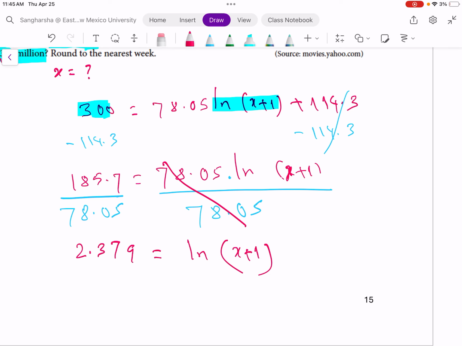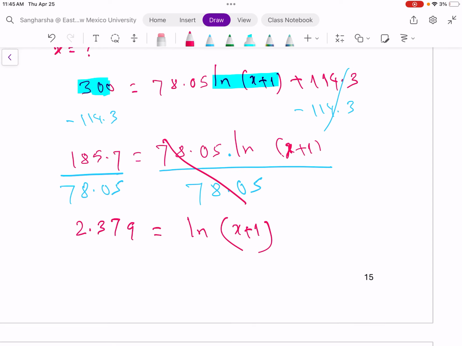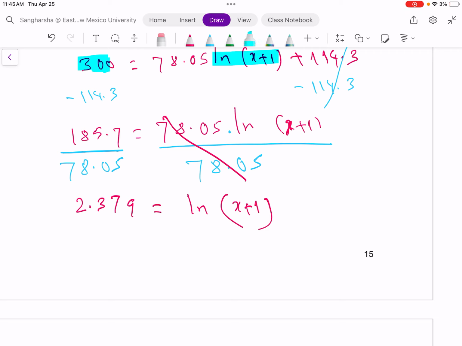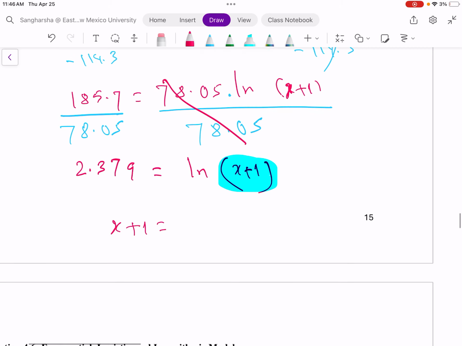Now we have a single log expression on one side, so we get rid of the log. How do we get rid of the log? We write it in exponential form. So we have x plus 1 equals the base. What is the base? ln is the natural log, and natural log has a base e, and whatever you have on the other side is the exponent. So e to the power 2.379.